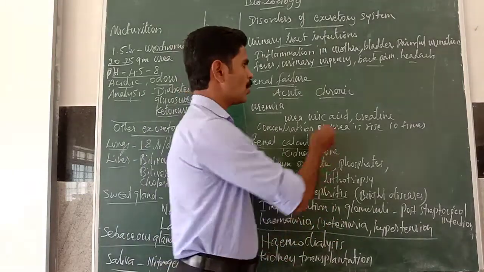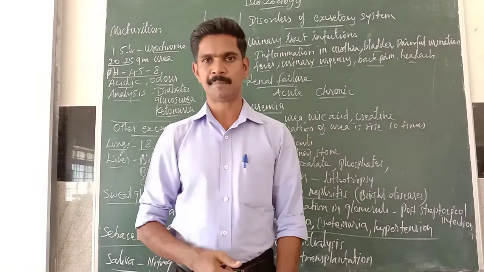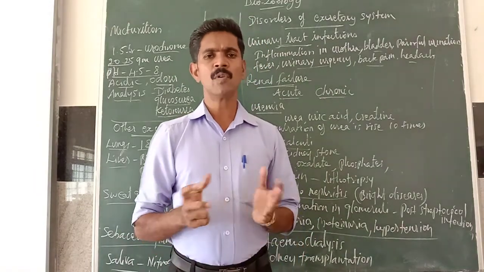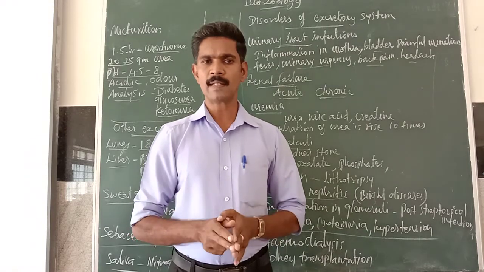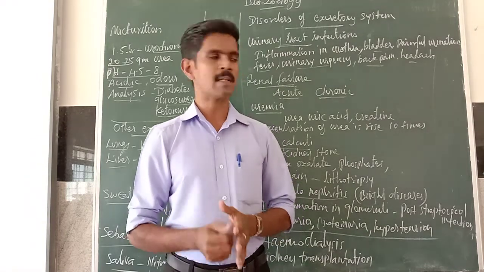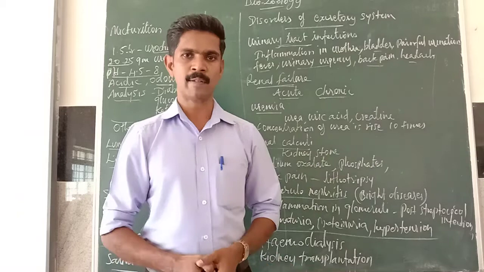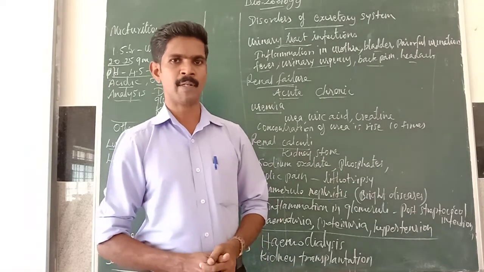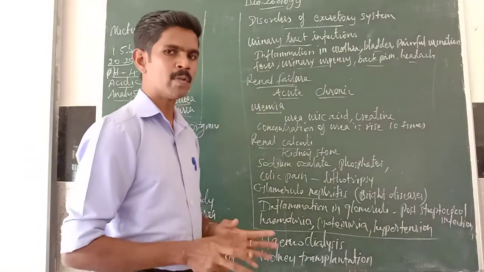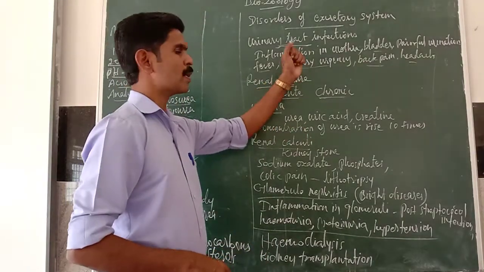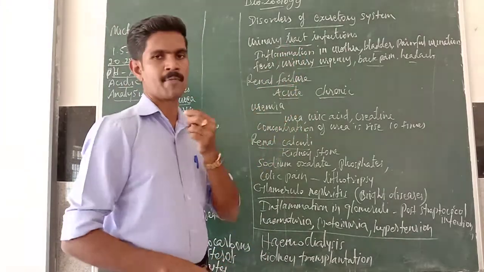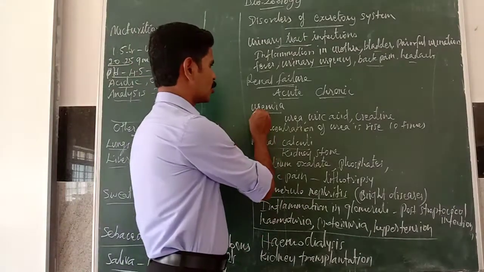Understand? But chronic kidney failure is very dangerous if there is no treatment. When the kidney cells are continuously damaged, it leads to chronic kidney failure. Understand, my students? So now we have completed two important disorders related to our excretory system. The first one is urinary tract infection and the second one is renal failure. Then the third one is uremia.